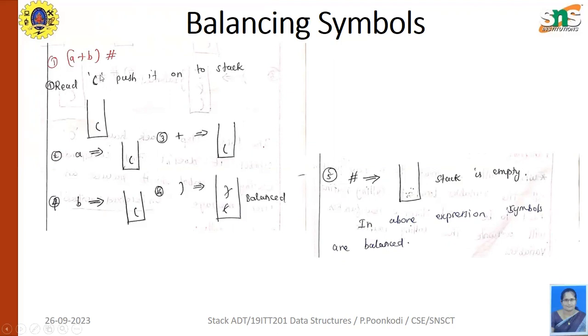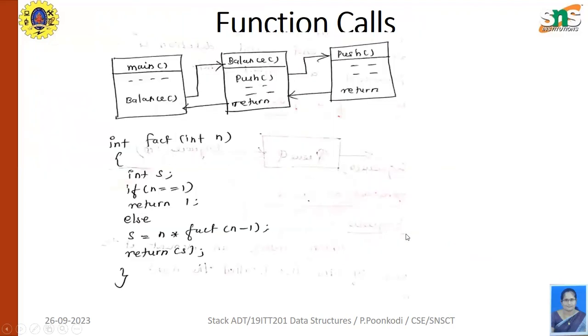Then the next one is B. B is an operand, so it will be omitted. Then the next one is the closing bracket, which is matched against the stack. Both are balanced. Then the next one is the augmented variable. At that time the stack is empty, so the above expression is a balanced one.